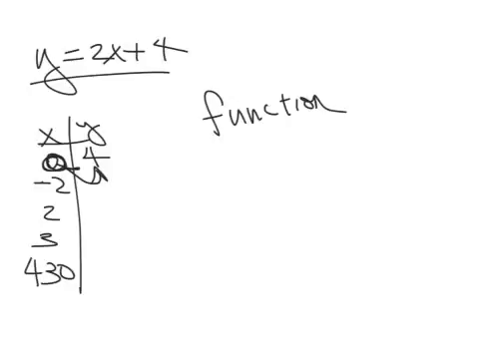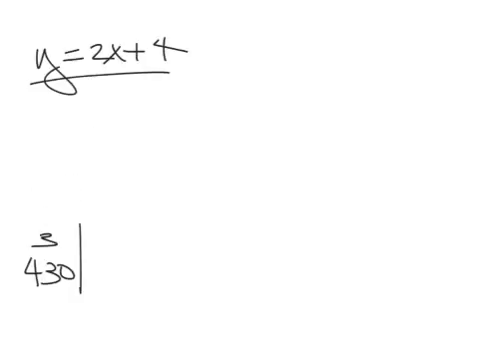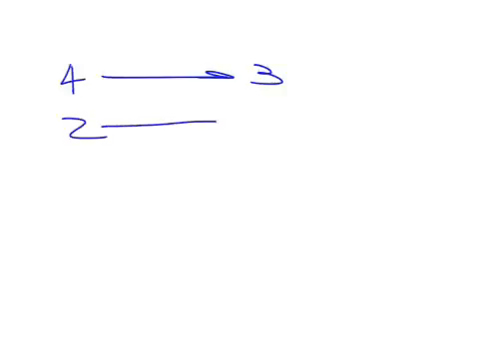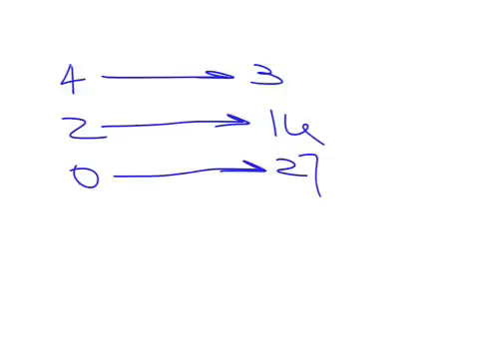So let me show you a couple different ways to express a function, just so that you are aware of that, because there's about 3 or 4 different ways that we're going to be going into. So let's say I put in a 4, and when I put a 4 into the equation, it gives me a 3. When I put in a 2, it gives me a 16. When I put in a 0, it gives me a 27. Okay?